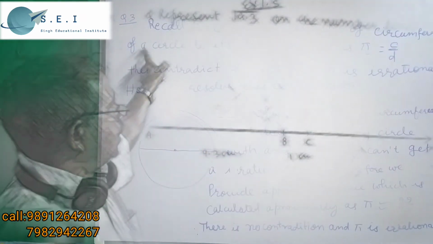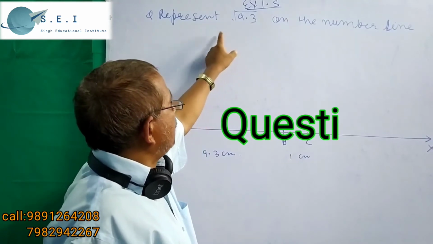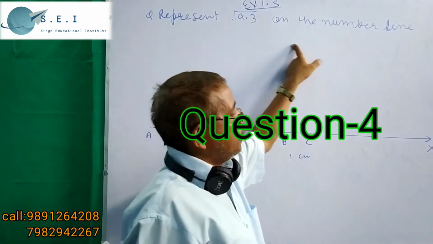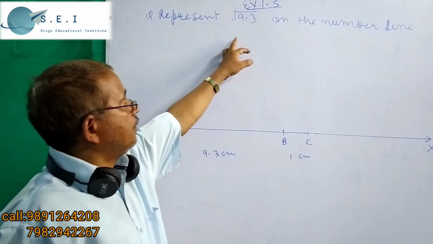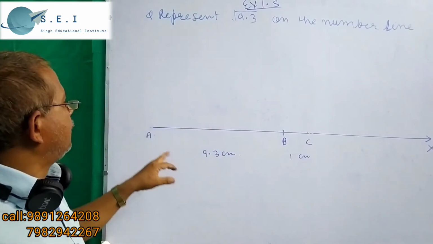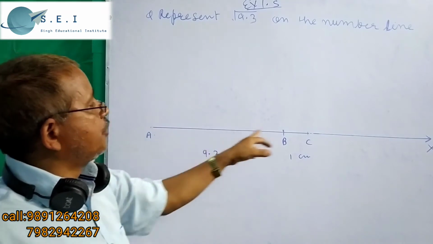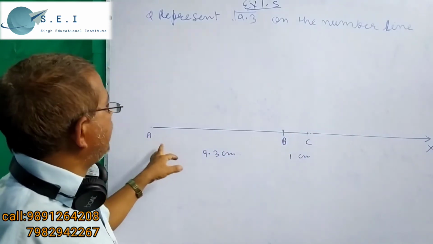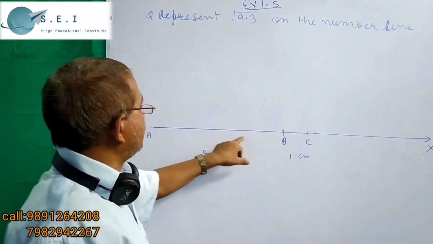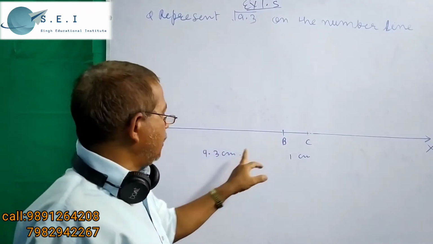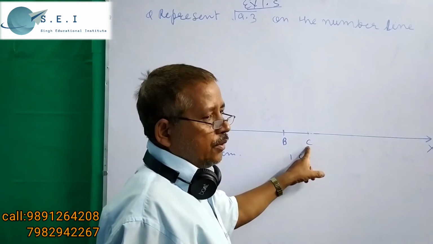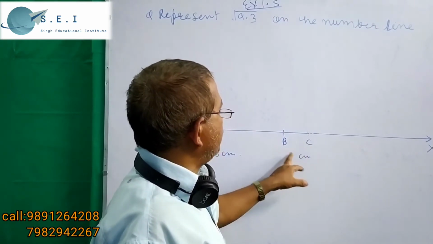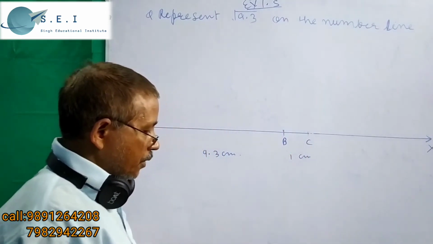Fourth question from exercise 1.5: represent root under 9.3 on the number line. To represent root under 9.3 on the number line, we take a ray AX. Now take a point B on AX such that AB is equal to 9.3 centimeters. Take one more point C on the same ray such that BC is equal to 1 centimeter.